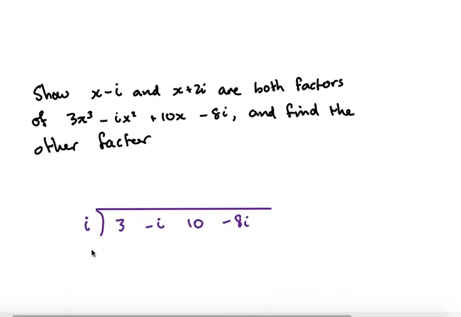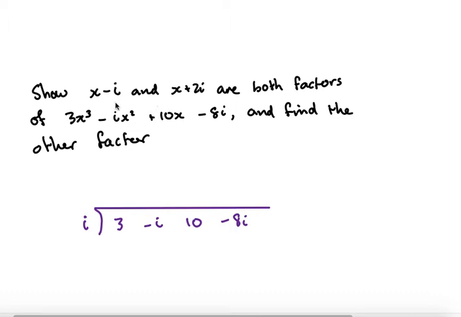We have to show that both of these are factors. So I'm going to choose x minus i. I've written out the 3, minus i, 10, and 8i, negative 8i there. Put my i term. Remember, it's the root that we're doing, not the factor. We start with a 0. 3i, that makes 2i. That's negative 2, 8, negative 8i. Sorry, that's positive 8i, which is good because it gives us 0, which is what we want.